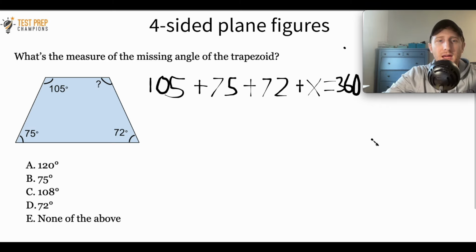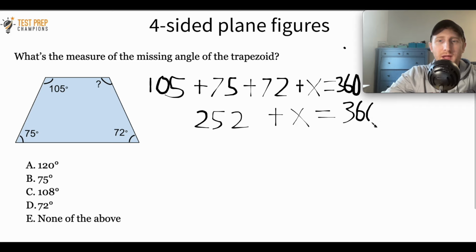So to find the missing angle, we want to do 105 plus 75 plus 72 plus x and set it equal to 360. If this was a triangle, you would set it equal to 180 because the 3 internal angles of a triangle add up to 180. But for a 4-sided plane figure, all the internal angles add up to 360 degrees. So let me add this up in my calculator. 105 plus 75 plus 72, and I get 252 plus x equals 180. No, I'm just kidding. It's actually 360. So remember again that the internal angles of a trapezoid add up to 360.